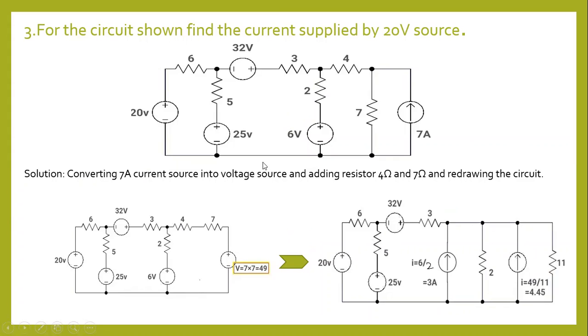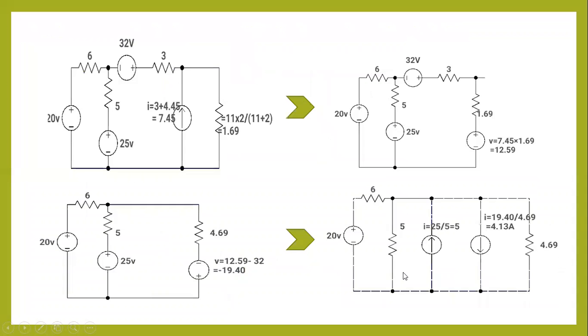Now, the two current sources are in parallel and in the same direction. Hence we can simplify that to a single current source and a single resistance in parallel to it. The rest of the circuit is connected the same. Both the directions are the same, hence 3 plus 4.45.